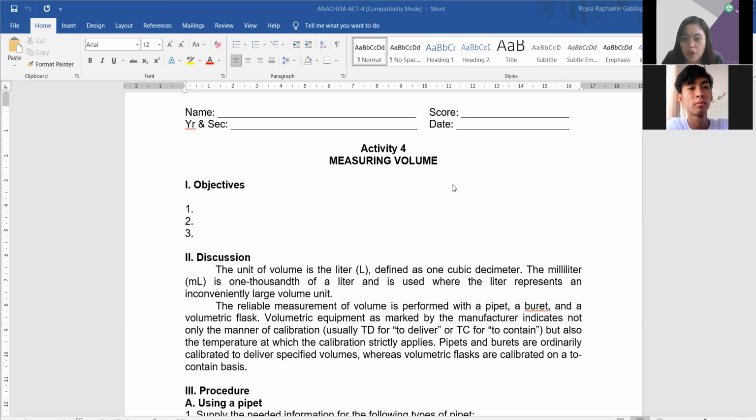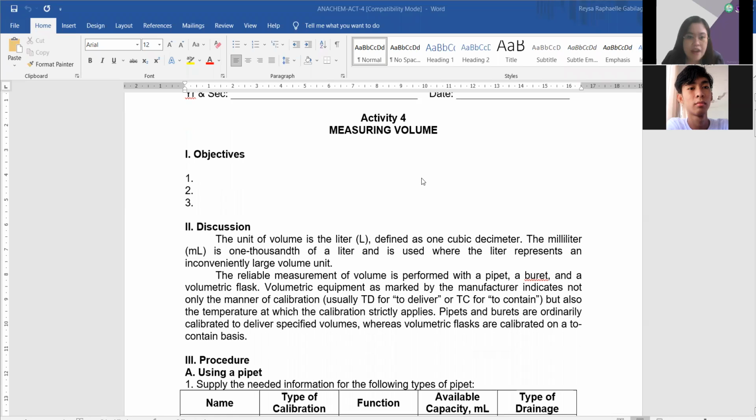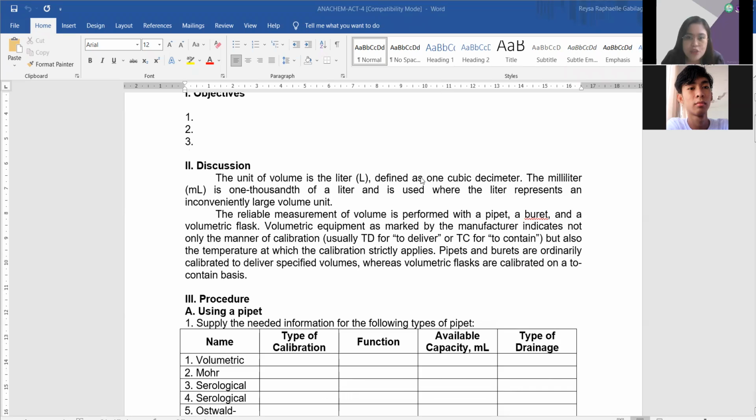So we will be talking about the different laboratory apparatuses that we can use in measuring the volume of our substance. So the unit of our volume is liter, or it can be equivalent to 1 cubic decimeter, or most of the time we use actually ml or milliliter.